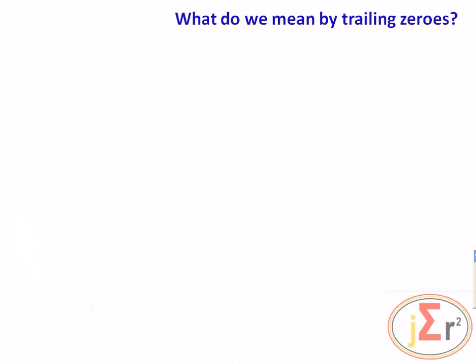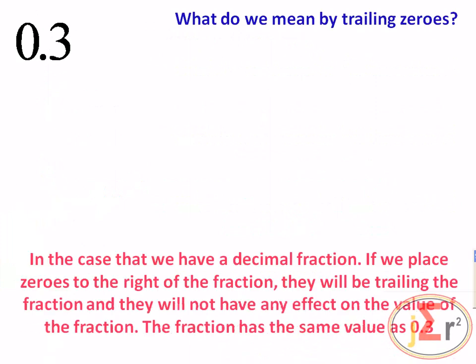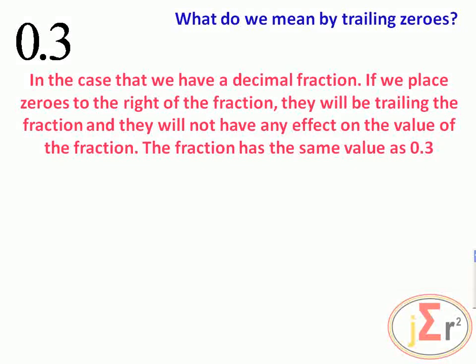What do we mean by trailing zeros? Zeros that come after. Those are trailing zeros. So 0.3, in the case that we have a decimal fraction, if we place zeros to the right of that fraction, they will be trailing the fraction, and they will not have any effect on the value of the fraction. So the fraction has the same value as 0.3, no matter how many zeros we put after this 3 or to the right of the 3. It will be the same as 0.3. Those trailing zeros will not affect the value of the 0.3.